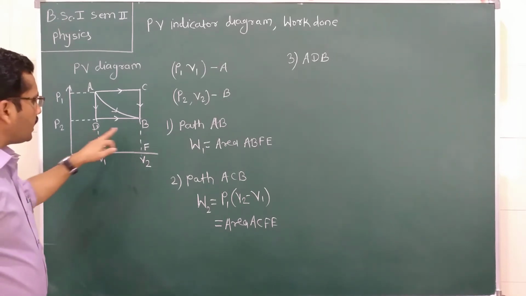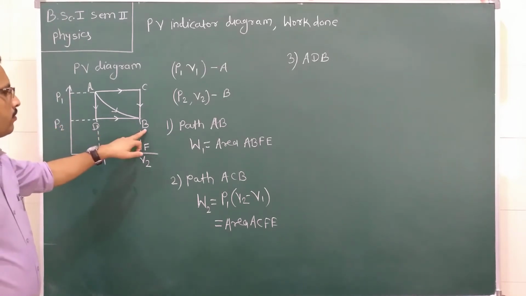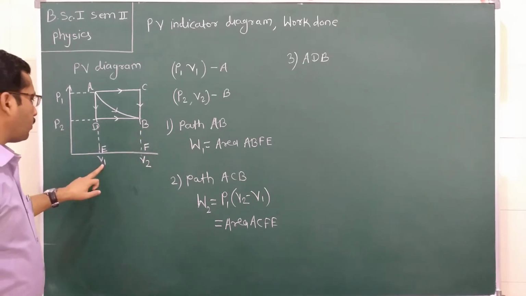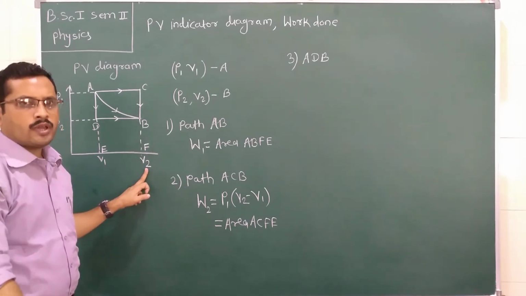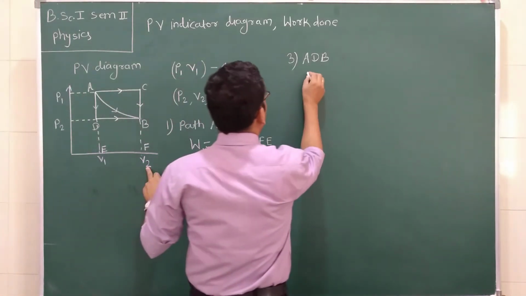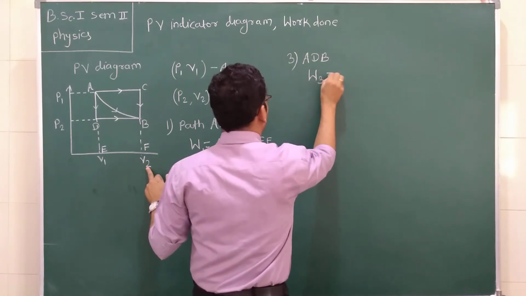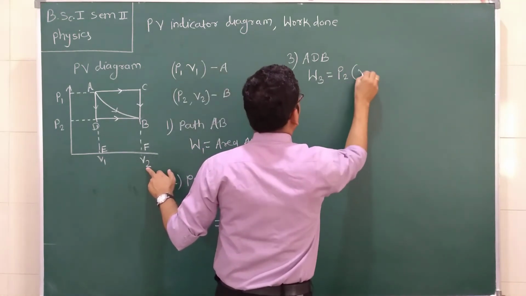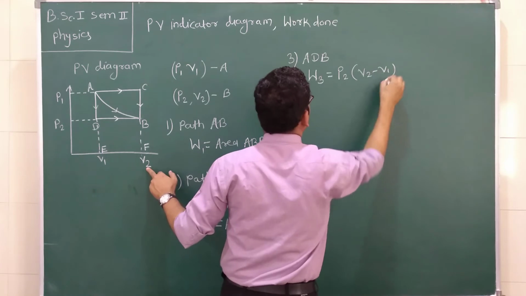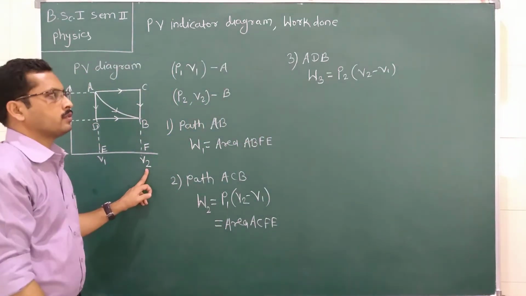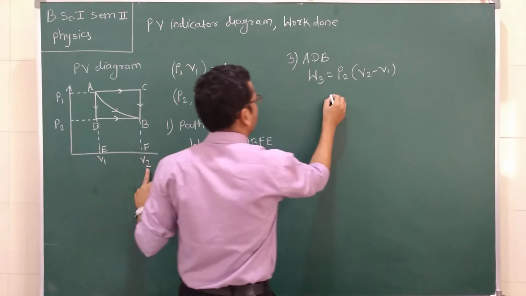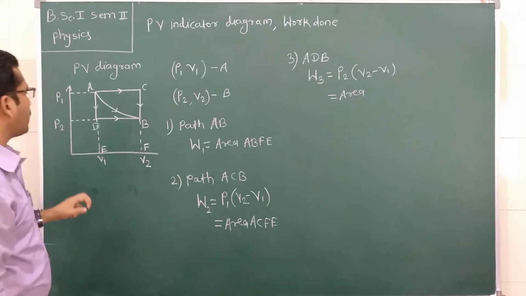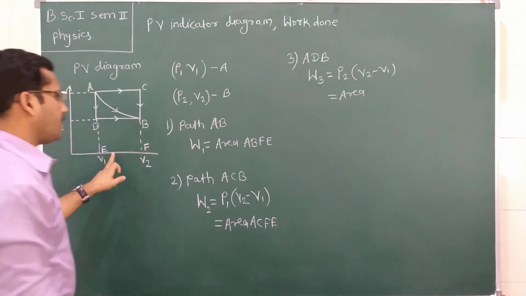Then it travels from D to B, and when it travels from D to B, the pressure P2 remains constant, but the volume changes from V1 to V2. Okay, so in this case, the amount of work done, that is W3, is equal to P2 into (V2 minus V1), that is the change in the volume. Which is equal to the area, but which area? The area DBFE.